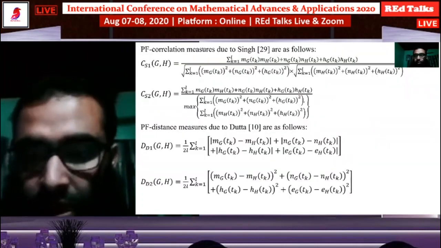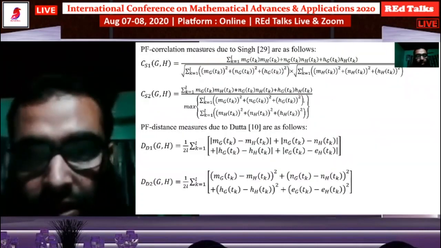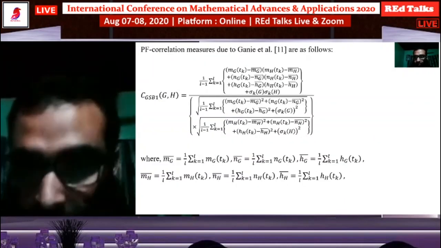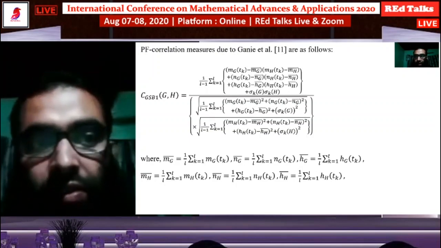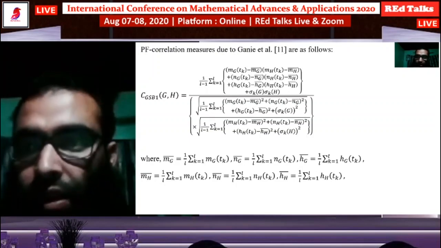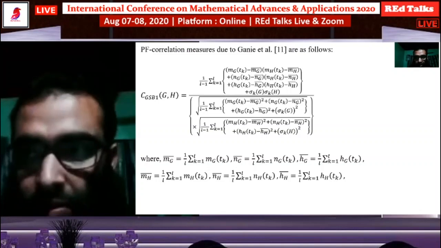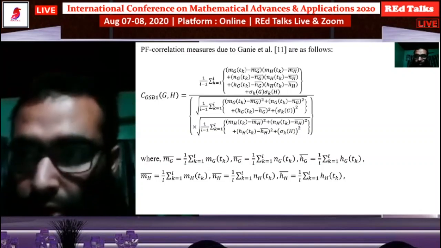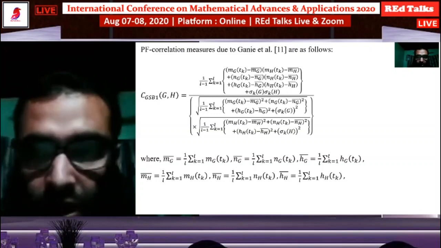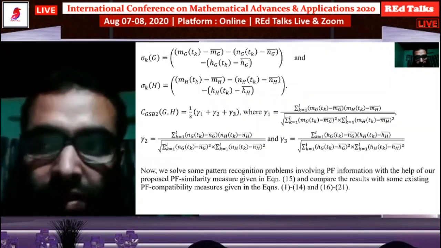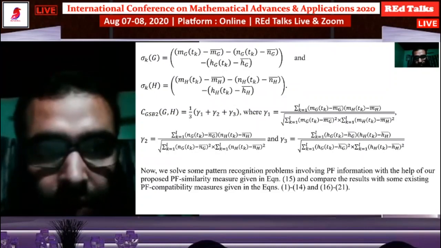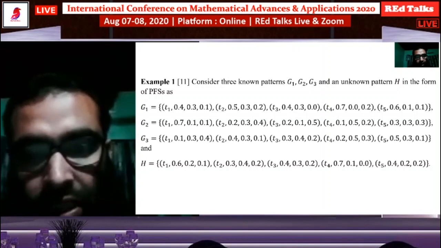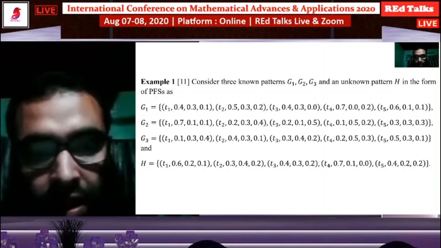So first we list some existing picture fuzzy compatibility measures. These are the correlation measures, these are the picture fuzzy measures, and these are the ones which we have proposed. And this is another paper of ours, which has been published in Neural Computing and Applications. In this paper, we have introduced some novel picture fuzzy correlation measures. And then we solve these problems.